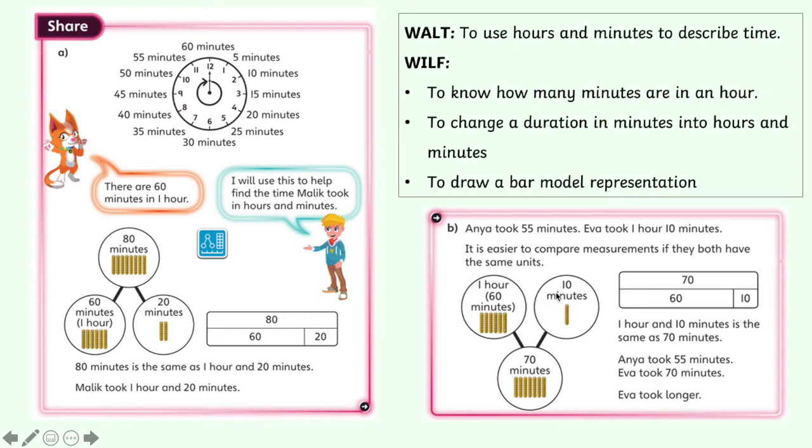So 60 minutes, which is an hour, and 10 minutes altogether makes 70 minutes. So Eva took 70 minutes. Now we can compare them really easily, can't we? Because Eva took 70 minutes and Anya took 55 minutes. So who took longer? Well, Eva took longer because 70 minutes is longer than 55 minutes.